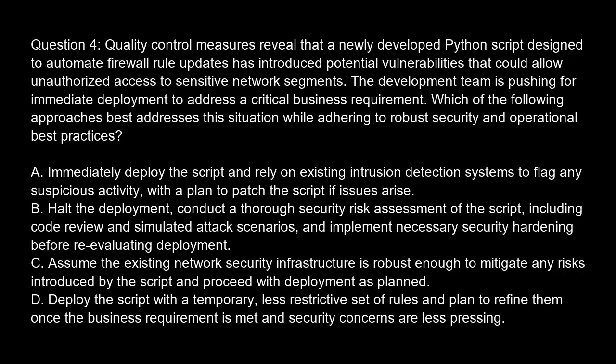Option A. Immediately deploy the script and rely on existing intrusion detection systems to flag any suspicious activity, with a plan to patch the script if issues arise. Option B. Halt the deployment, conduct a thorough security risk assessment of the script, including code review and simulated attack scenarios, and implement necessary security hardening before re-evaluating deployment. Option C. Assume the existing network security infrastructure is robust enough to mitigate any risks introduced by the script, and proceed with deployment as planned. Option D. Deploy the script with a temporary, less restrictive set of rules and plan to refine them once the business requirement is met and security concerns are less pressing.